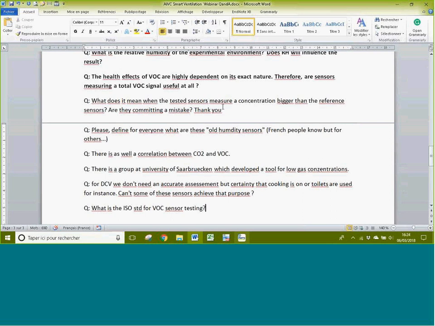Okay, what does it mean when the tested sensor measures a concentration bigger than the reference sensor? Are they making a mistake?